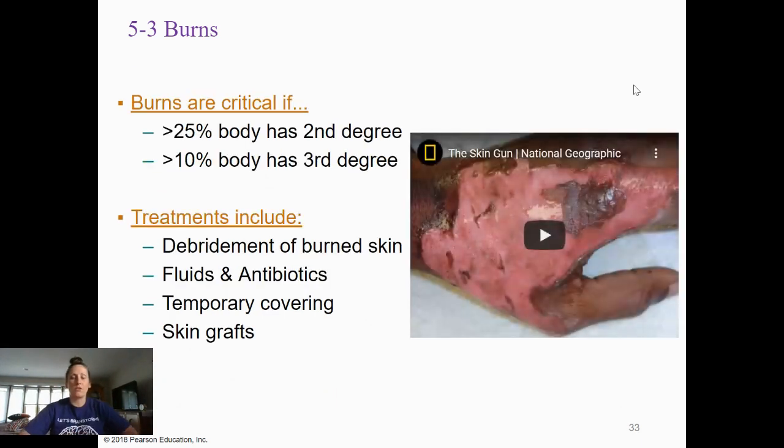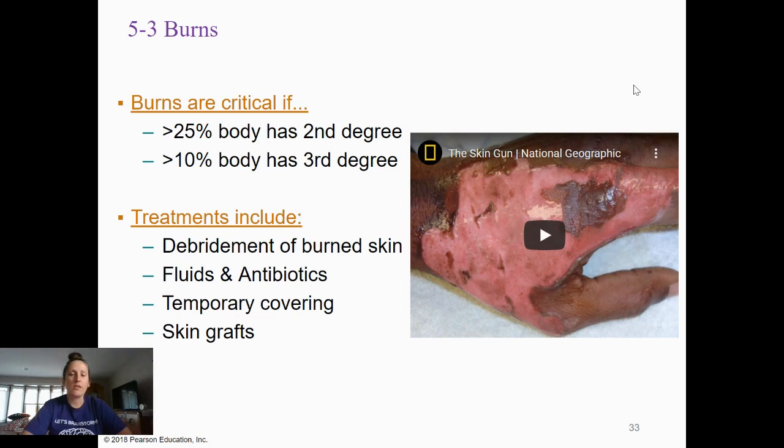So let's talk about some treatments. Most burns, if not all, need some type of debridement. And debridement means that you are cleaning the area and removing the damaged or dead tissue. And then you are preparing to treat it. One of the ways in which you will treat it is provide fluids, because remember, dehydration is our biggest concern, and then antibiotics to prevent against infection. Obviously, some type of temporary covering, bandages, etc., maybe a salve put over it, and then potentially a skin graft.